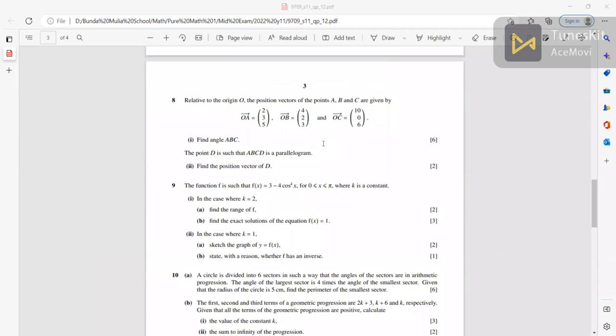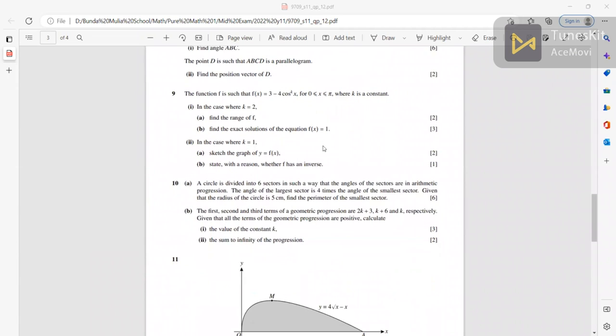For number 8, because this is a factor, I will not discuss this. So we shall go to number 9 directly. For number 9, the function f(x) is 3 minus 4 times cos to the power of k x. And then we have the limit of x until pi, so until 180 degrees. In the case of k equals to 2, find the range of f.